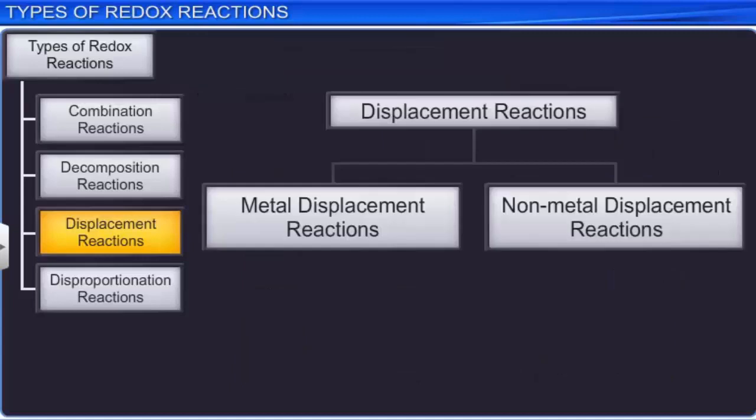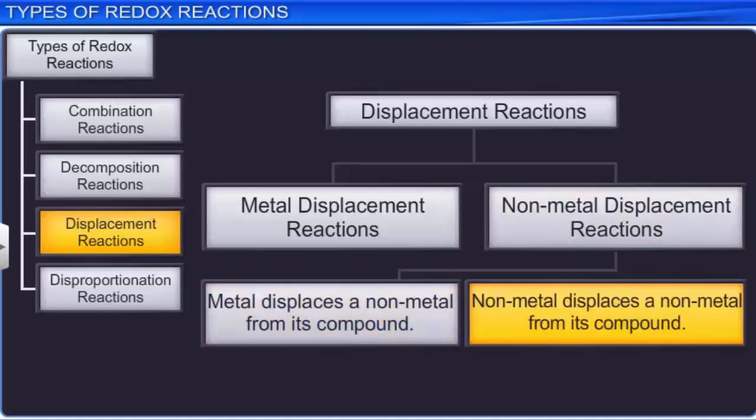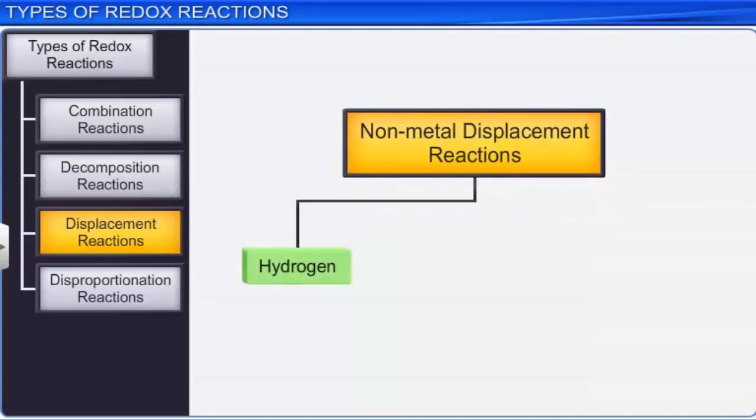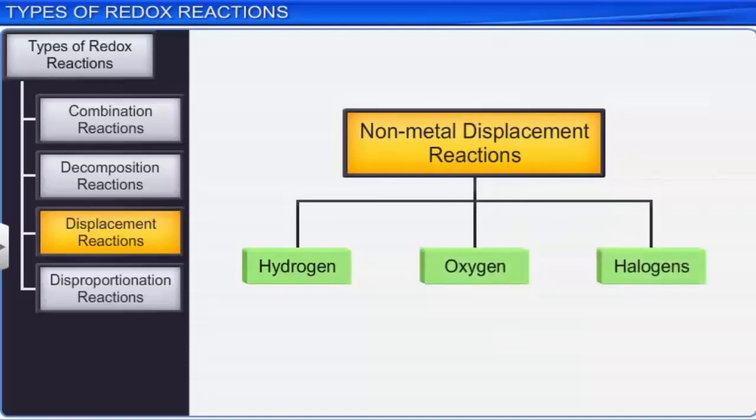The second type of displacement reaction is the non-metal displacement reaction. In a non-metal displacement reaction, a metal or a non-metal displaces another non-metal in a compound. In most non-metal reactions, the non-metal displaced is hydrogen. However, some reactions involve displacement of oxygen or halogens. Let's look at examples of metals displacing non-metals.